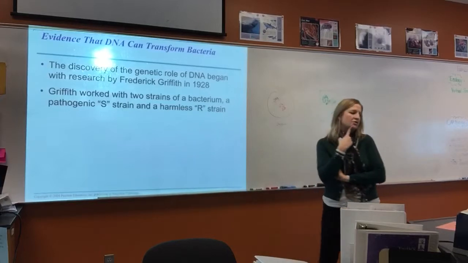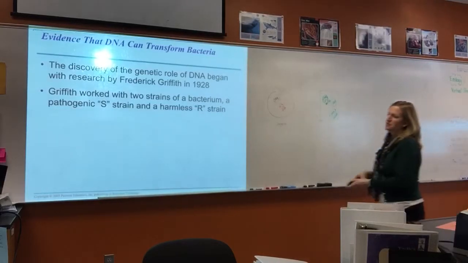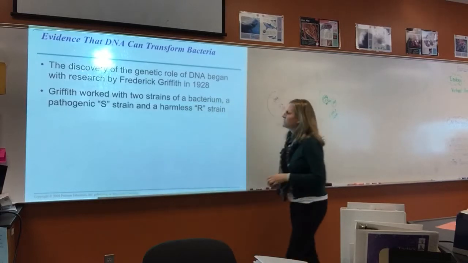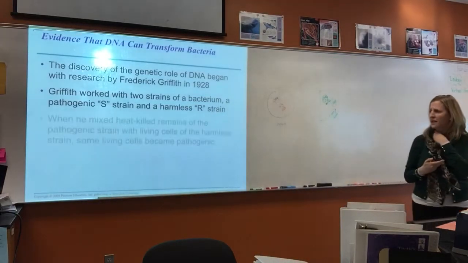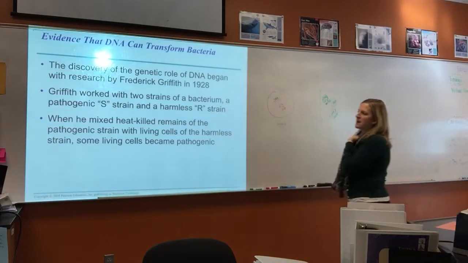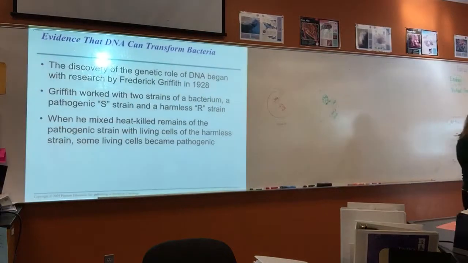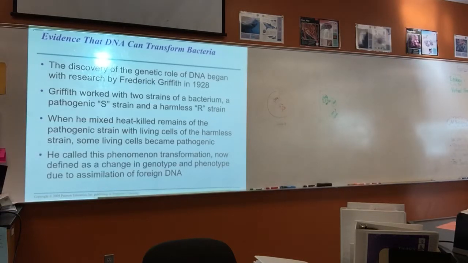He looked at a strain of bacteria called Streptococcus pneumoniae, the bacteria that causes pneumonia in mammals. He was looking at different strains of them, the S strain, and I'll tell you in a minute why they call it the S strain, and the harmless R strain. He's studying them, and he discovered something. He killed remains of the pathogenic strain with living cells of the harmless strain, and he found that some of the living cells became pathogenic. He called this phenomenon transformation, now defined as a change in genotype and phenotype due to assimilation of foreign DNA.